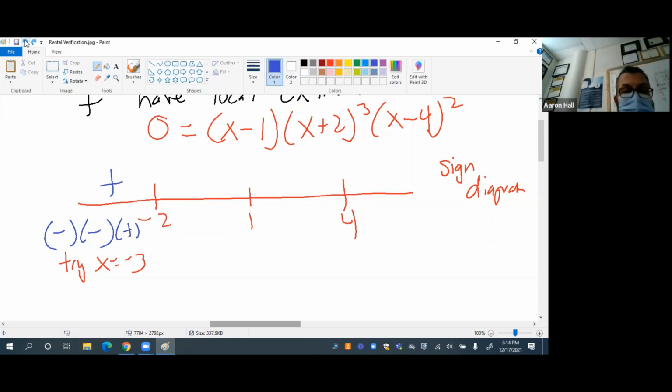All right, how do I know what's happening between x equals -2 and 1? Plug in 0, right? Let's try x equals 0. When I plug in 0 here, is that positive or negative?